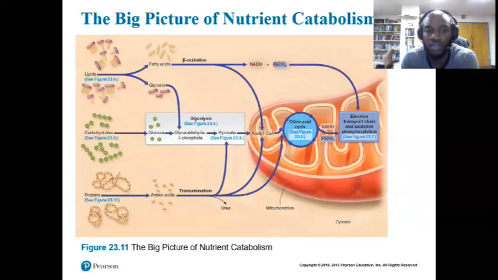All right, so this is just the big picture of nutrient catabolism. Lipids undergo beta oxidation. Remember, 2 carbons at a time. In glycolysis, we take carbohydrates and break them down to glucose, a 6-carbon sugar, which is then split into two 3-carbon molecules, pyruvate. In the presence of oxygen, it enters the citric acid cycle and electron transport chain.